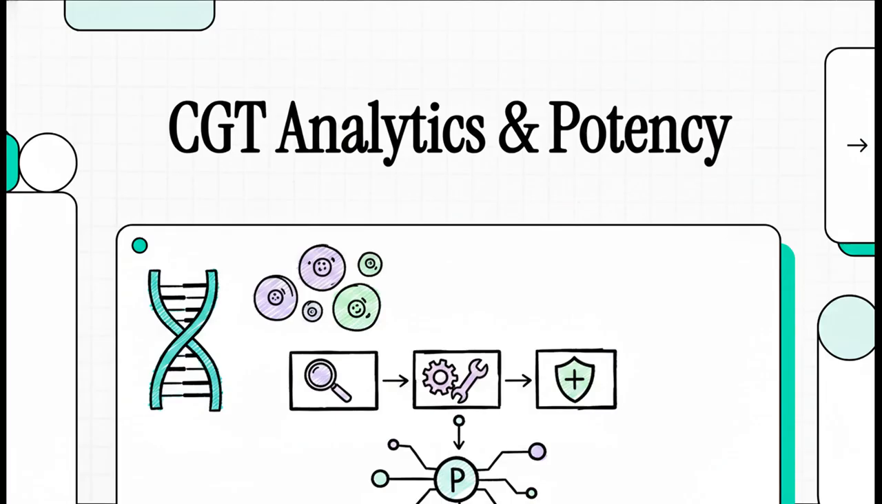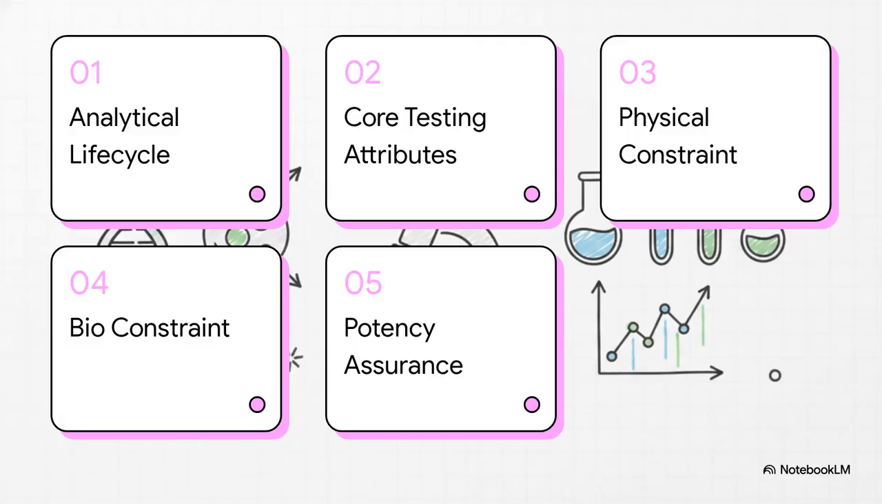So today we're going to break down exactly how to build an integrated, phase-appropriate analytical strategy, specifically zeroing in on characterization and potency assurance. Okay, let's dive into this. Here's our clear roadmap for today. We'll start off with the analytical lifecycle, then look at our core testing attributes. After that, we'll tackle the massive logistical headaches of CGTs by diving into the physical constraint, followed by the biological constraint. Finally, we'll wrap the whole thing up with the matrix approach to multifaceted potency assurance.